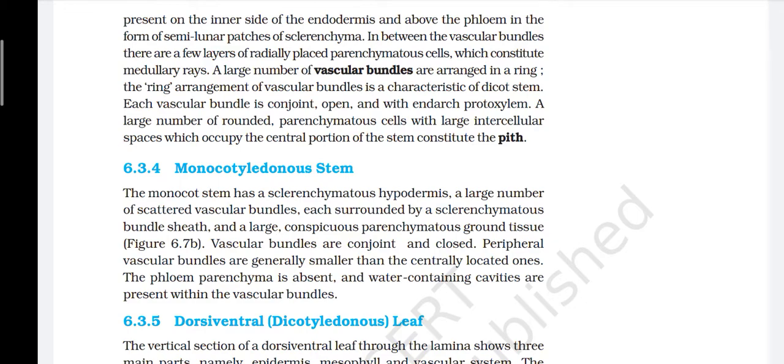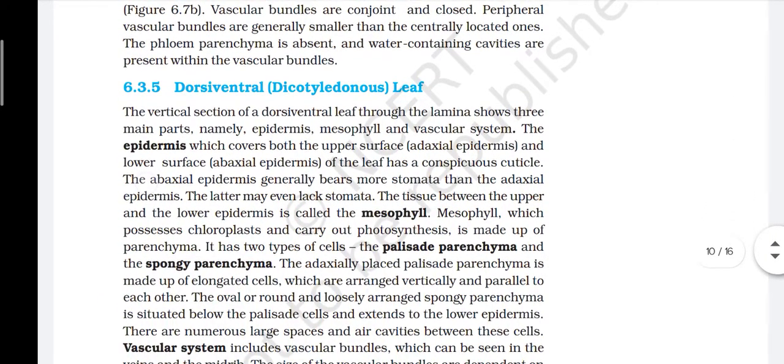the pith. Monocotyledonous stem. The monocot stem has a sclerenchymatous hypodermis and a large number of scattered vascular bundles. Each is surrounded by a sclerenchymatous bundle sheath, in a large conspicuous parenchymatous ground tissue. Vascular bundles are conjoint and closed. Peripheral vascular bundles are generally smaller than the centrally located ones. The phloem parenchyma is absent, and water-containing cavities are present within the vascular bundles.